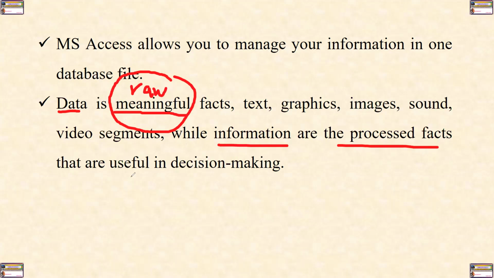So when you are storing raw facts concerning a certain subject in a database, when you are keying in, that data is not meaningful. It's just raw facts. So data are raw facts that are not meaningful to the user until processed, while information are the processed facts that are meaningful and can be used for decision making.